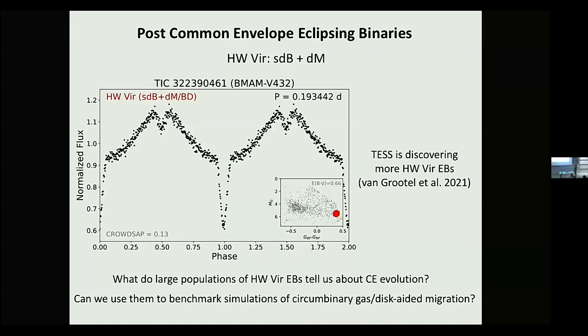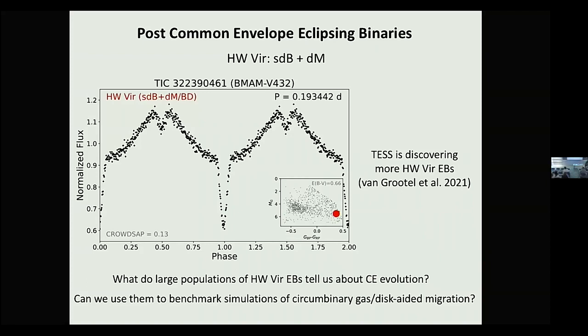And I guess the second point I had is, how different is common envelope evolution from all the other kinds of migration we've been talking about? Can we use these post-common envelope binaries to benchmark simulations of circumbinary disk and gas-aided migration? So I want to ask the theorists here, how different is common envelope versus other kinds of mass transfer?